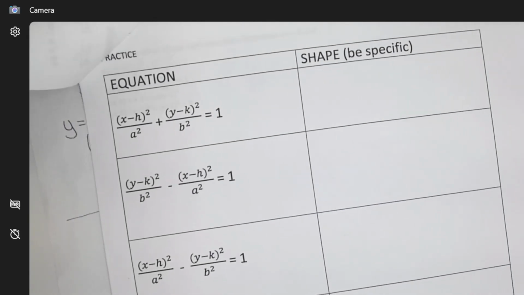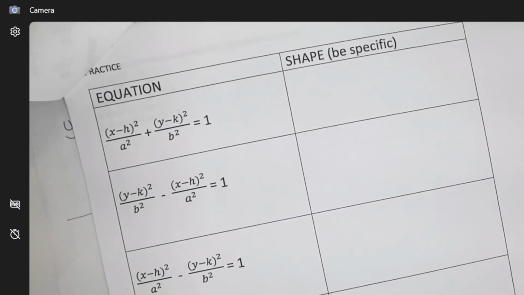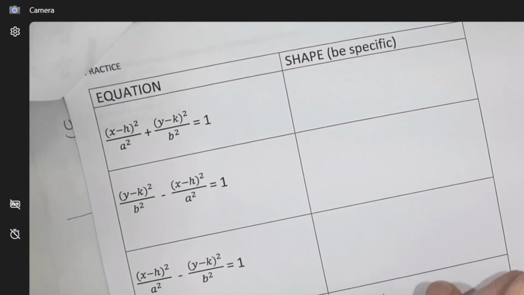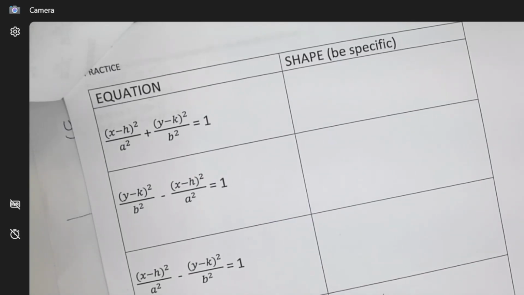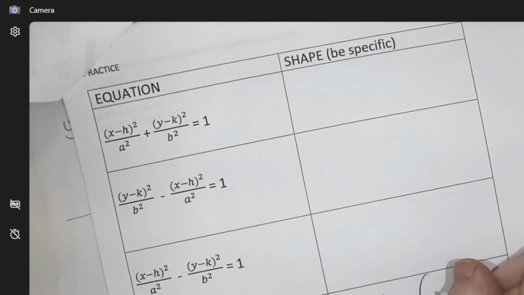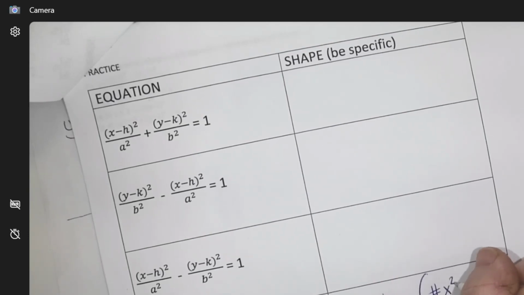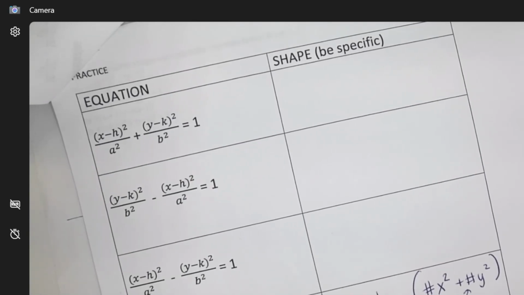Okay, which one is the circle? Let's do that one next. It's this one is the circle. And if I had to identify it, it would be something x squared plus something y squared. And it would have the same amount of x squareds as y squareds. So if you're ever identifying it, it would have the same amount of x squareds and y squareds. And a plus.